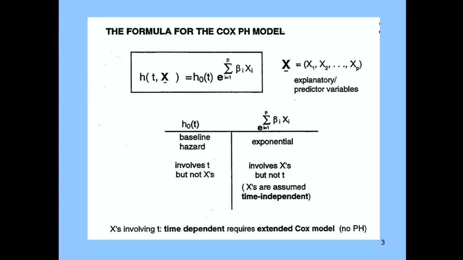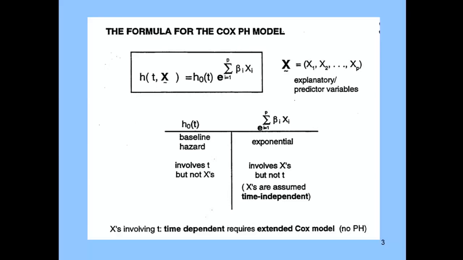If you're talking about a variable sex, it doesn't change over time. Talking about smoking status, you're assuming that you're doing a study where you're not allowing smoking status to change over time. You're measuring it once. And once you measure it, you're assuming that's what it is, fixed during the time of the study.